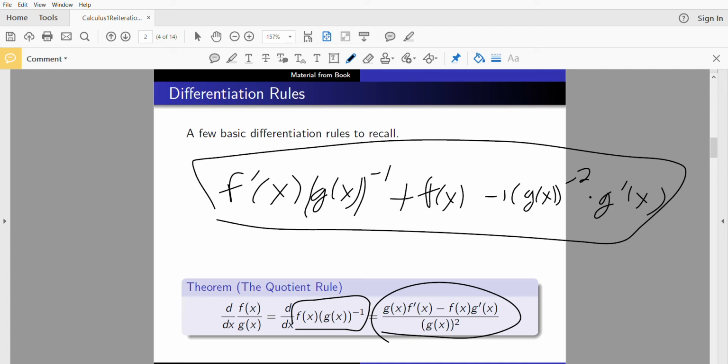Otherwise, I do have to memorize that it's low d high minus high d low, divided by the square of what's below. So if you don't remember that, maybe this is a nicer way to do it. And as I'm going through any of these sections, I'm going to try to give you the tips and tricks that I see personally and how I understand it myself. This will possibly be different than the way the book is doing it, and that's on purpose.